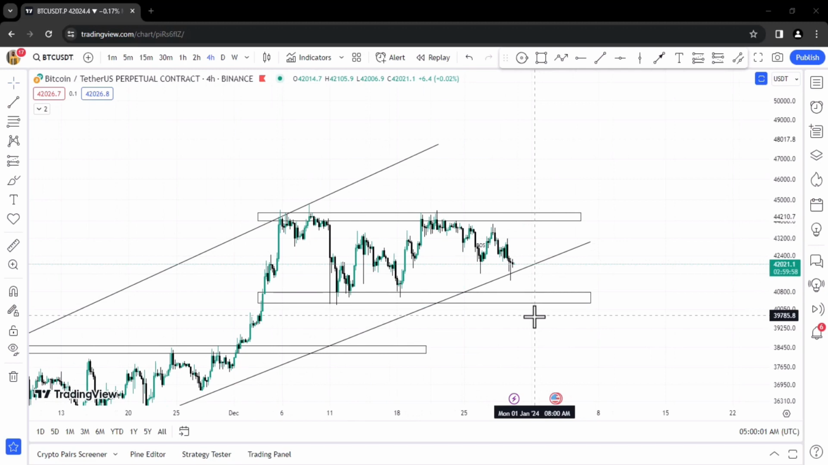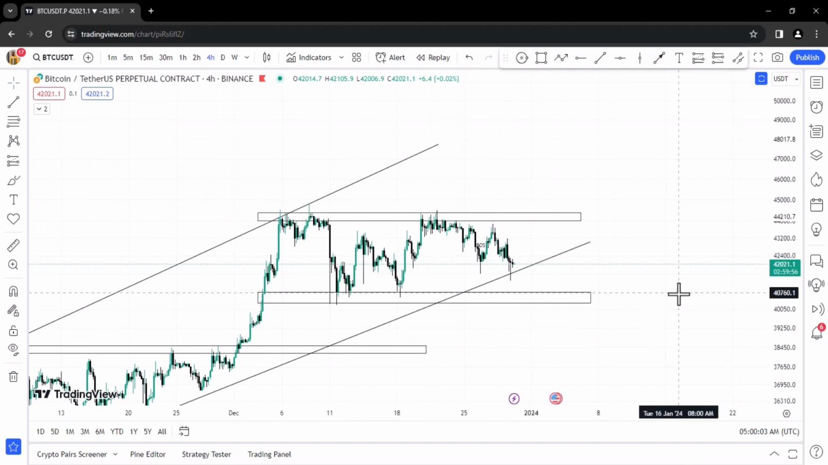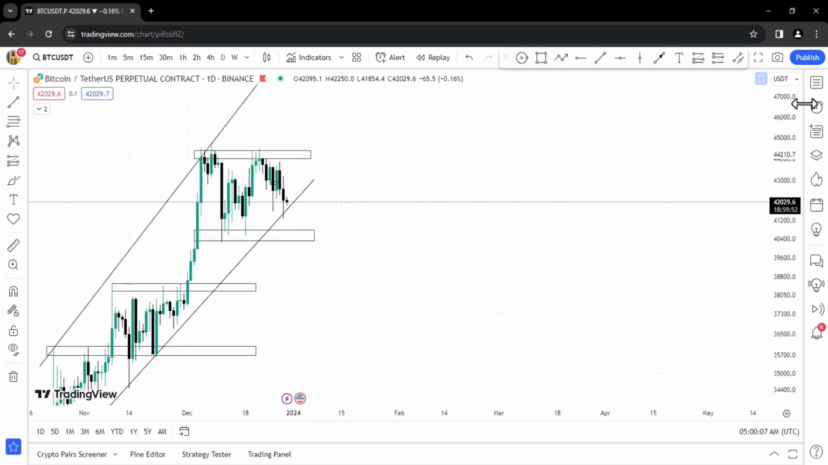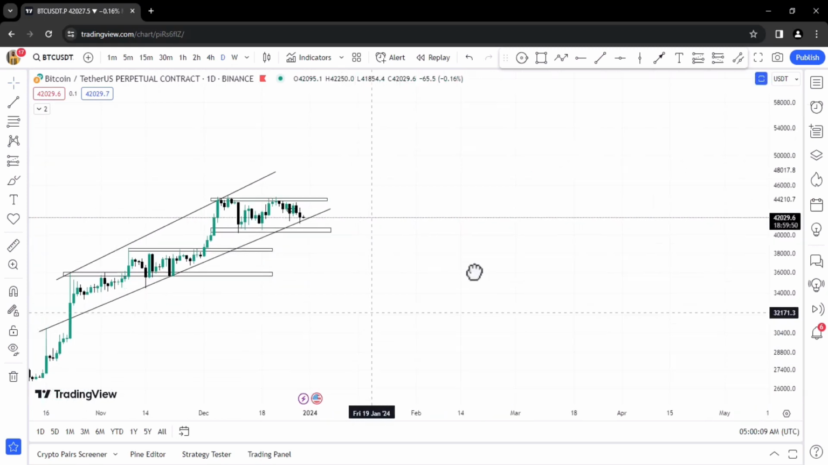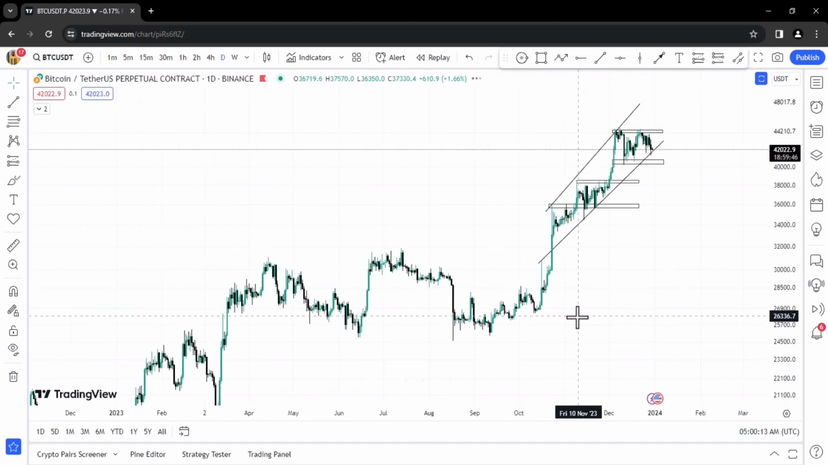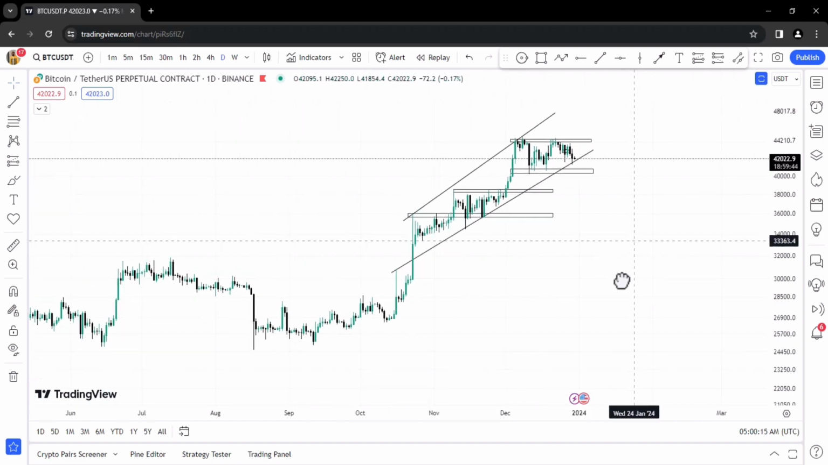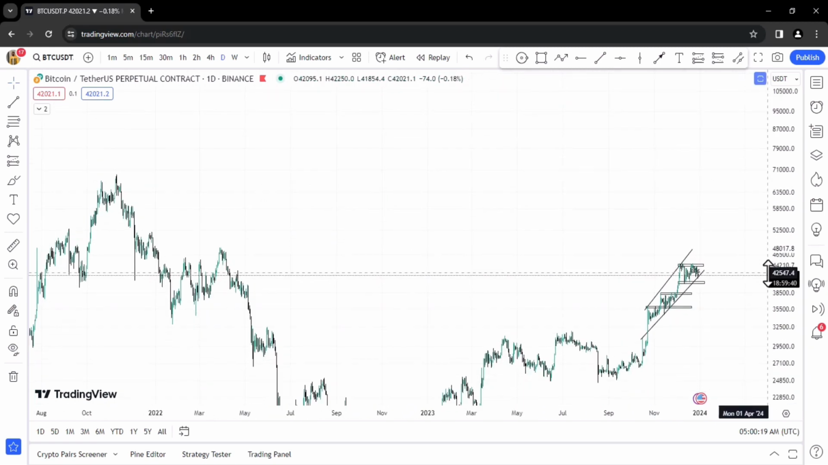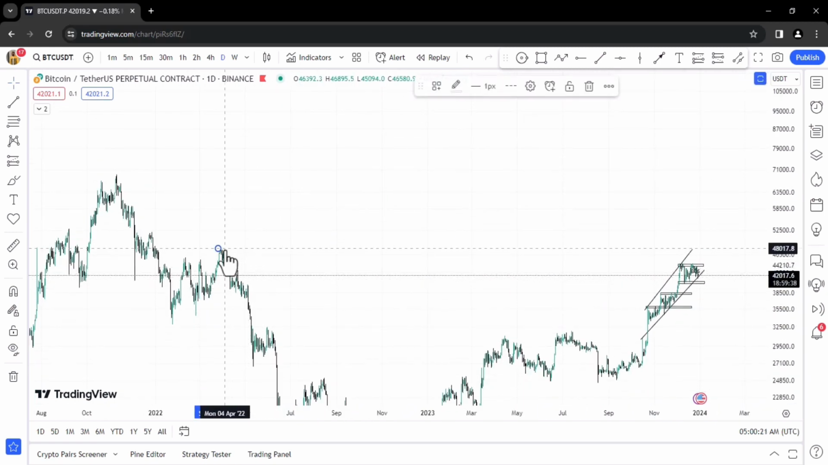All right, so this BTC USDT, let's go back to the daily time frame, because that's where I like starting my analysis, so I could understand what the market is currently doing and what the market intends to do moving forward.